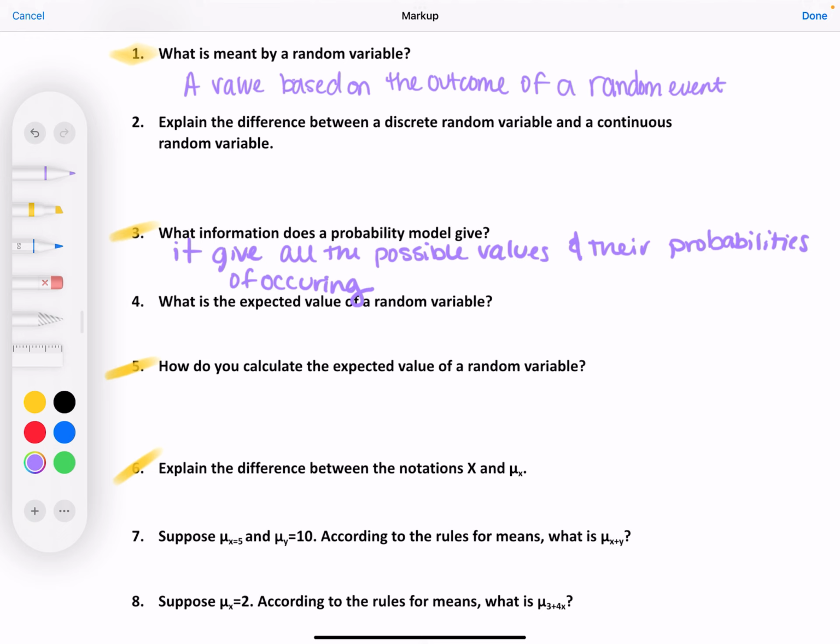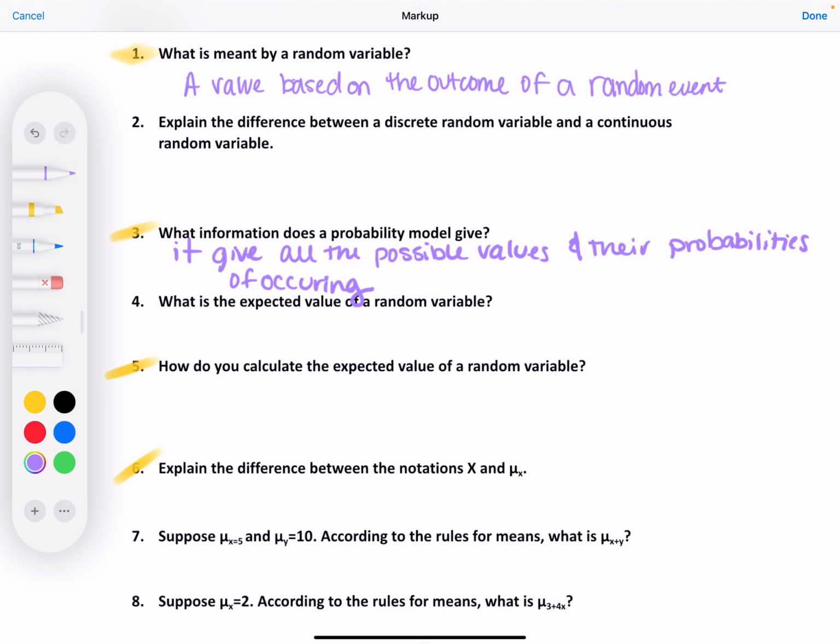How do you calculate the expected value of a random variable? Is this a formula? NPQ. No. Well, it is. Yes, it's a formula. No, it's not NPQ. Is the E of X equal to 1 over P? I don't know.